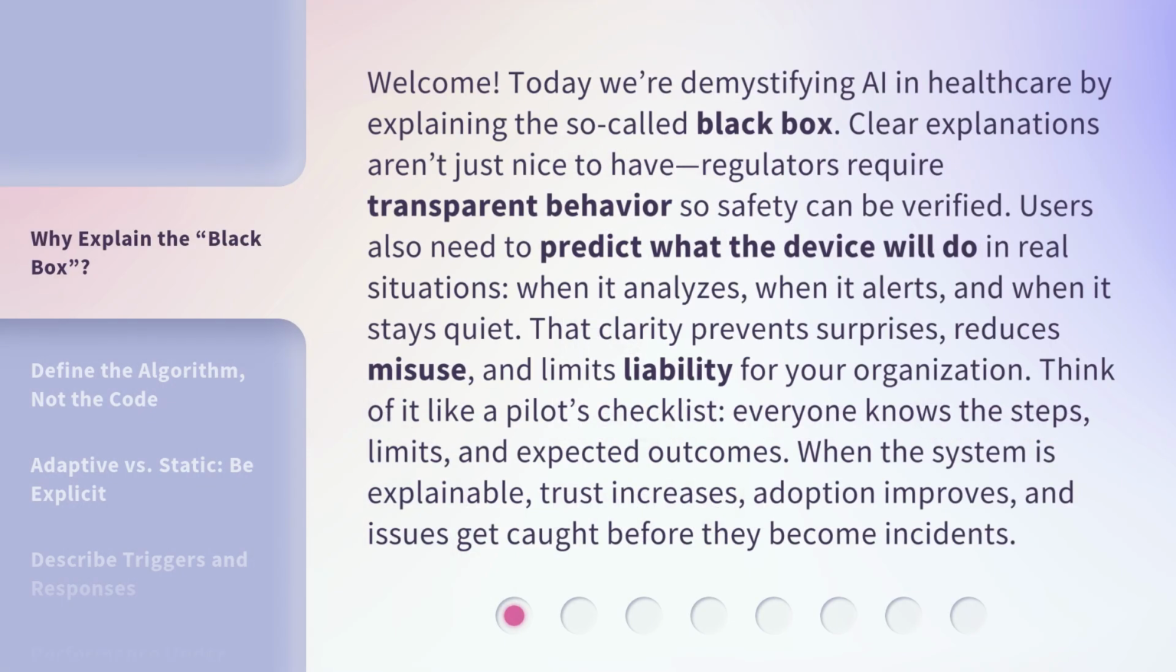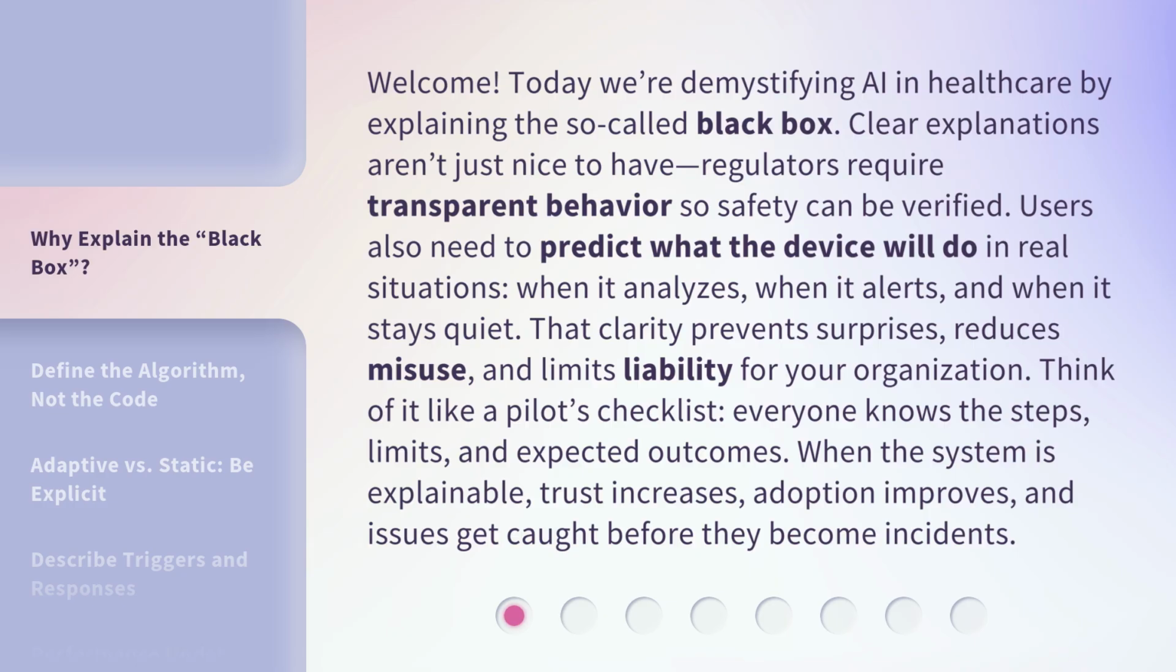Welcome! Today we're demystifying AI in healthcare by explaining the so-called black box. Clear explanations aren't just nice to have. Regulators require transparent behavior so safety can be verified. Users also need to predict what the device will do in real situations, when it analyzes, when it alerts, and when it stays quiet. That clarity prevents surprises, reduces misuse, and limits liability for your organization.